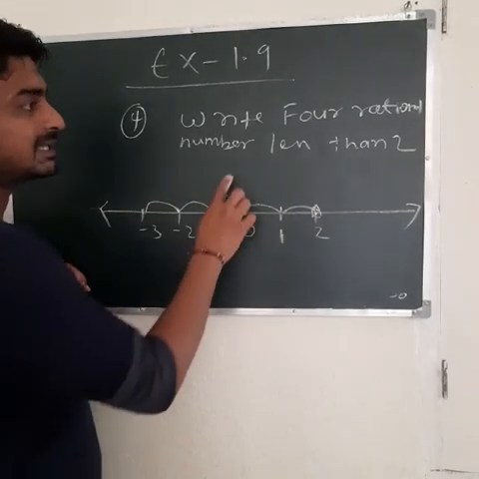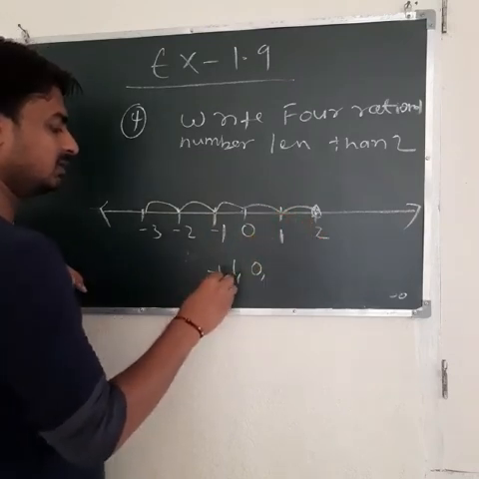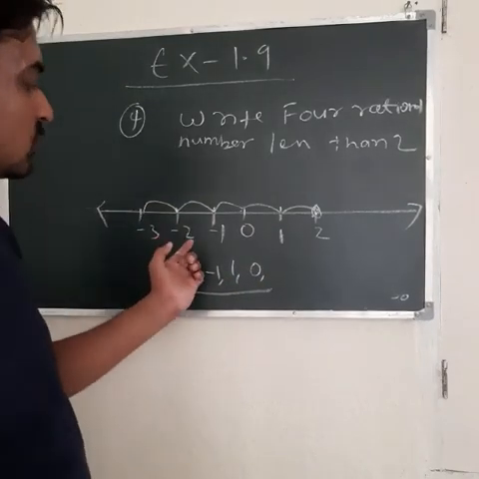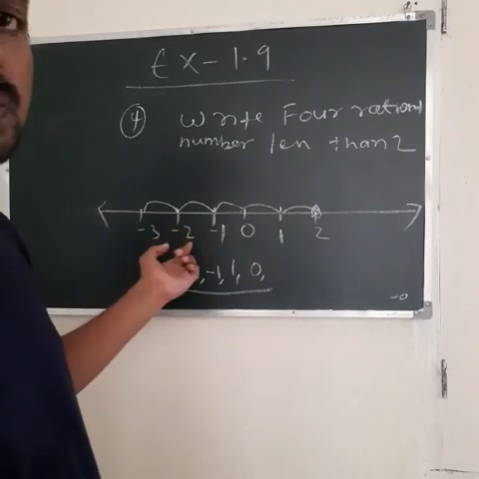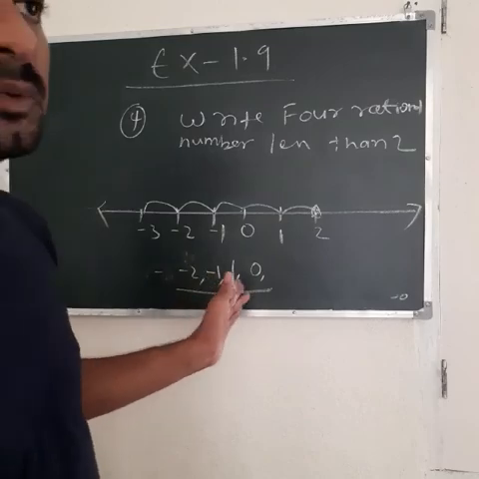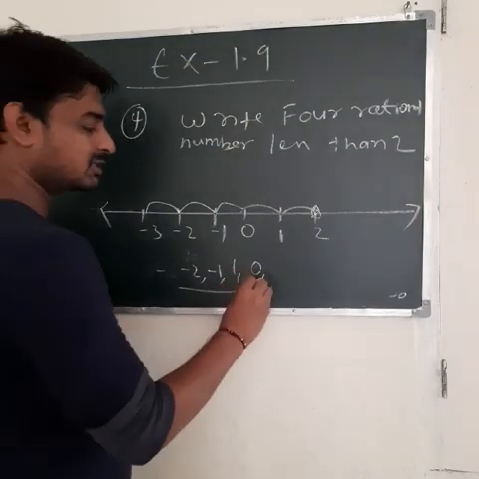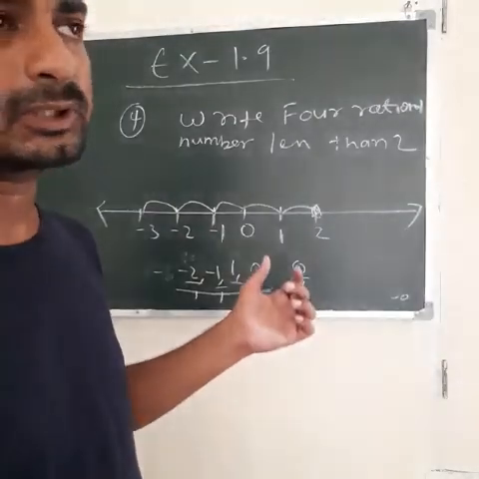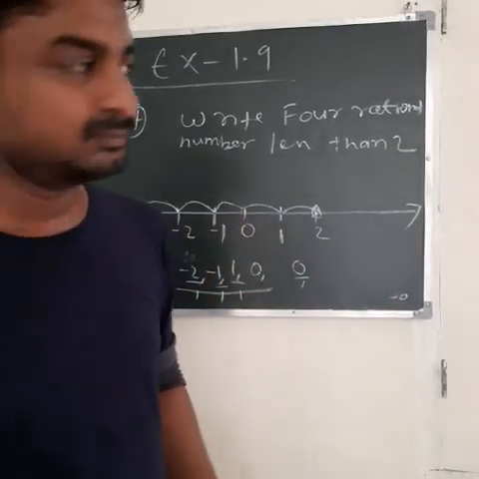So what will be the 4 rational numbers less than 2? The answer is 1, 0, minus 1, minus 2, minus 3, and so on. So 4 numbers are minus 2, minus 1, 1, 0. Below 2 means 1, 0, minus 1, minus 2, minus 3, and so on. We know that 0 is also a rational number: 0 upon 1, 1 upon 1, minus 1 upon 1. This is written in the P upon Q form, where both P and Q are integers and Q is not equal to 0. Every integer is a rational number.